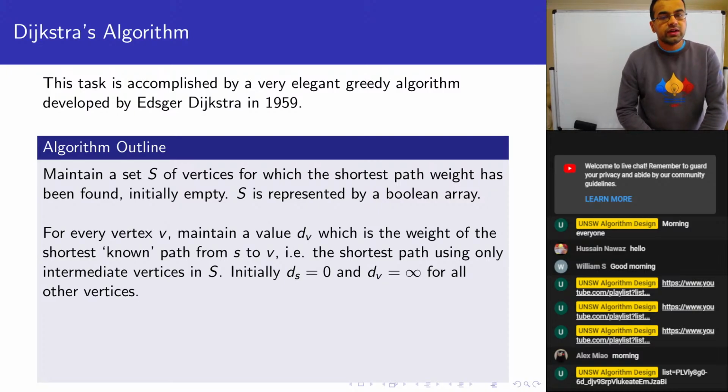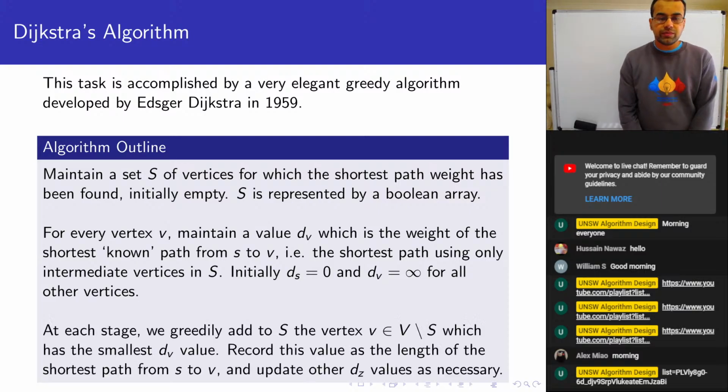So initially, the shortest known path to the source itself should of course be 0, but because we don't have anything in the set S, the shortest path to everything else is infinity. We don't know of any paths from S to other vertices yet. As we add vertices to the set S, we will then update the relevant dv values.